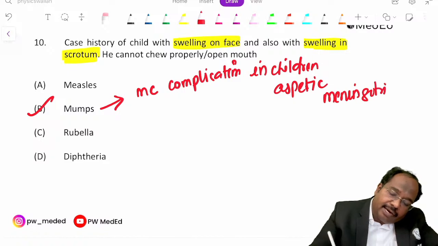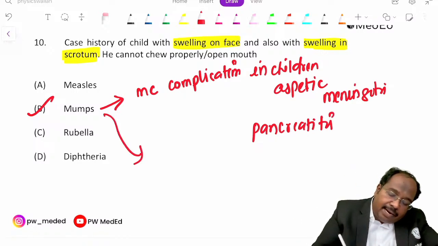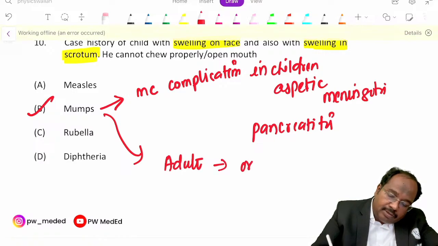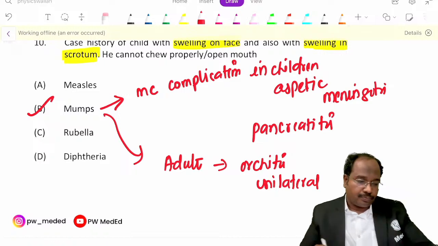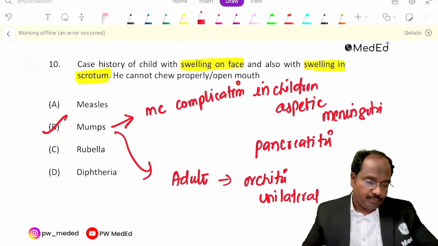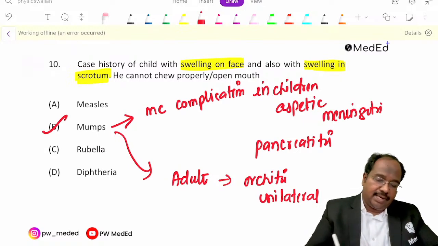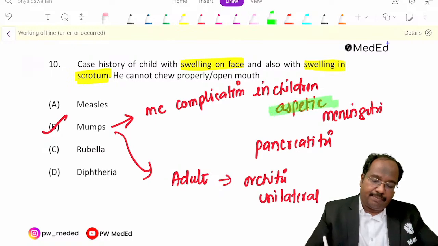In children it can also cause pancreatitis. Mumps in adults causes orchitis, unilateral orchitis it can cause. Okay, fine. This is about mumps. Recently this was asked actually: aseptic meningitis.